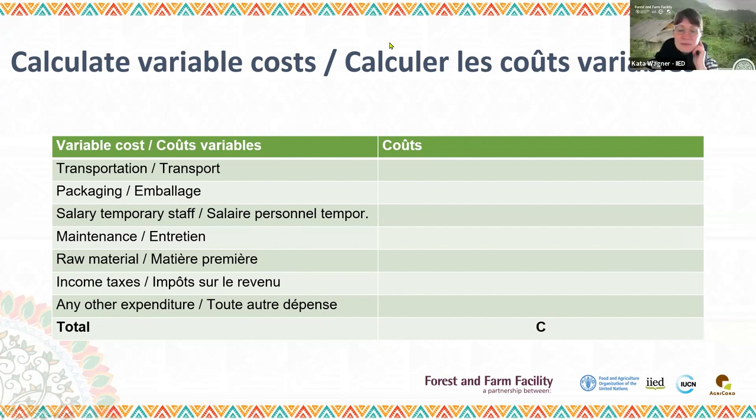The costs that are linked to production. And why are they variable? What makes the variation in the fixed cost of the enterprise?